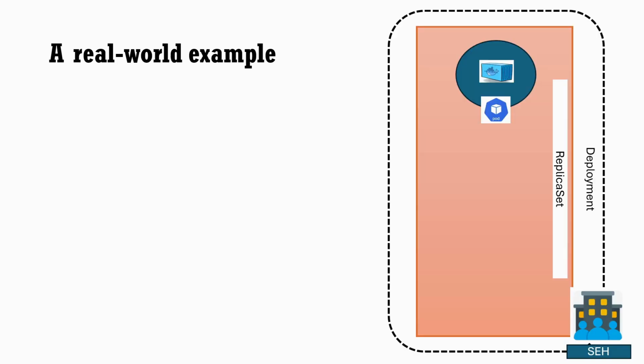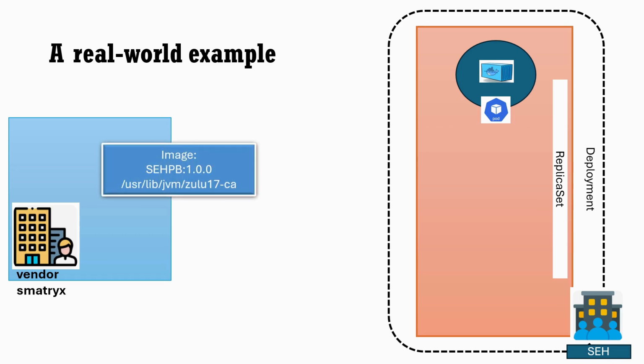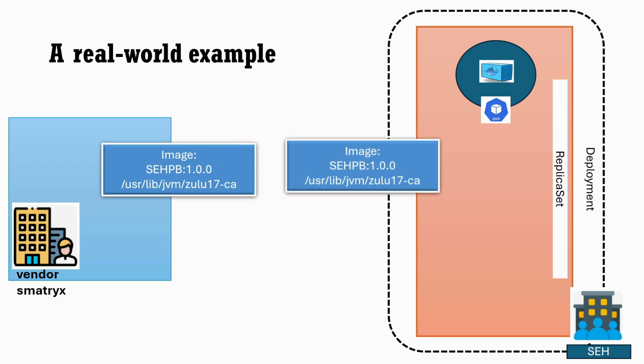Suppose SEH is a company that is using Kubernetes for deployments. Smartryx is a vendor company that develops some applications for SEH. Smartryx builds a Spring Boot application, packages it as a Docker image, uses a specific Java version, and provides the Docker image to SEH. SEH deploys this image using Helm or Kubernetes deployments, and runs the application as pods, let's say one pod for simplicity.